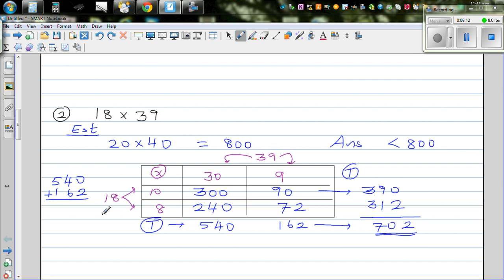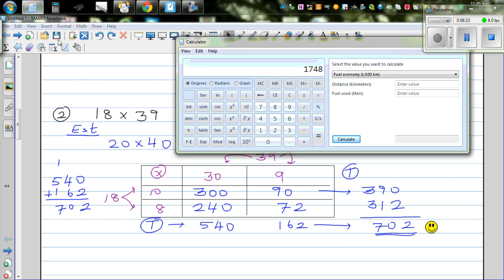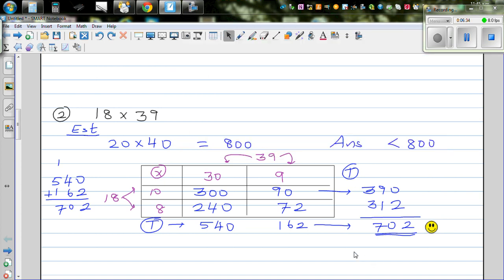So if you add this way, this is 207. So the answer is right. So you can give yourself a smiley face. Okay, so let's check this on a calculator. So you've got 18 times 39 equals 702. So the answer is right.